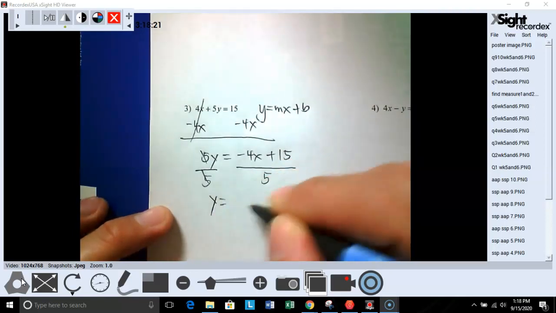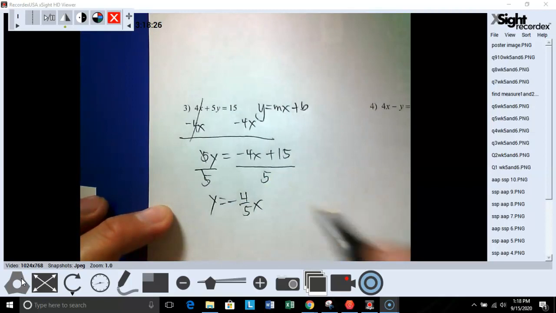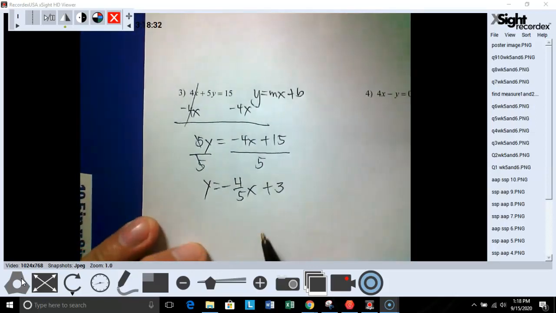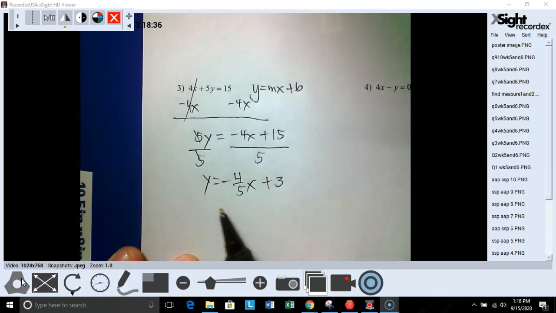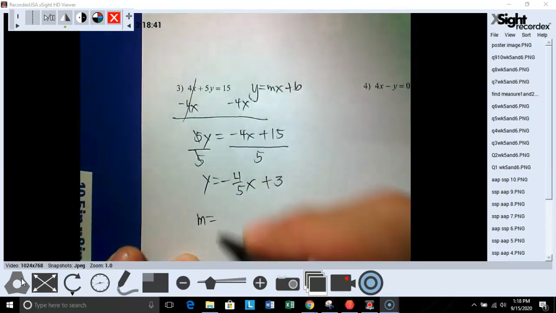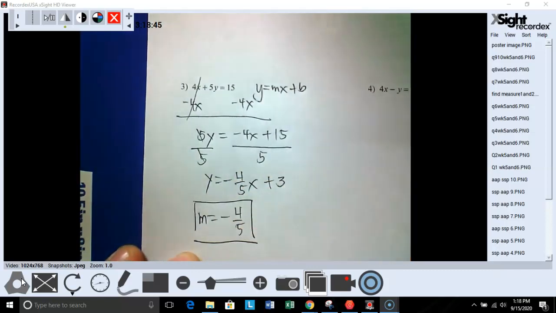Y is negative 4/5 x. 15 divided by 5, that's going to be 3. So your equation now is ready. That's going to be your y-intercept form. Therefore, our slope here is negative 4/5. Okay?